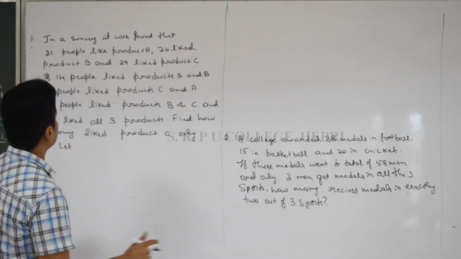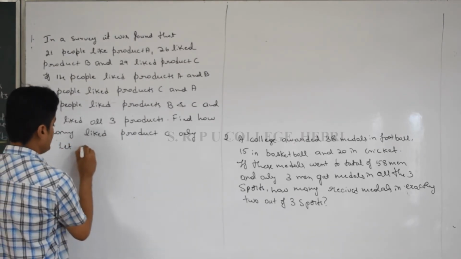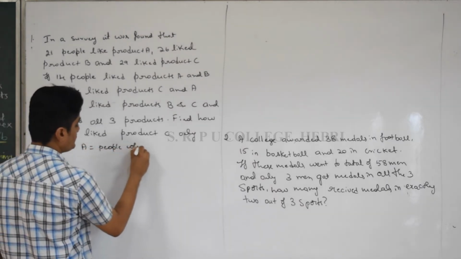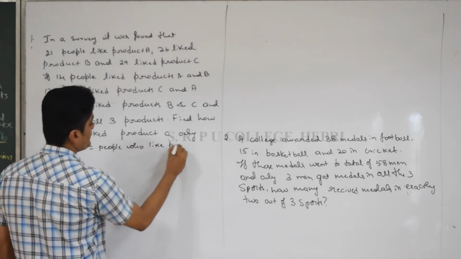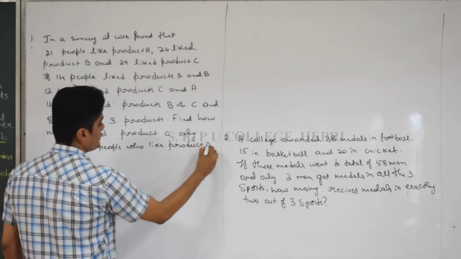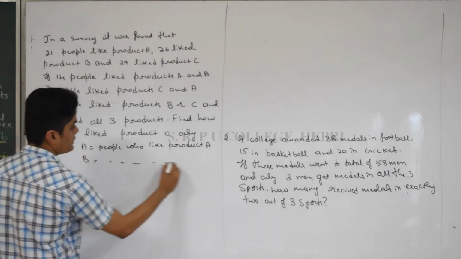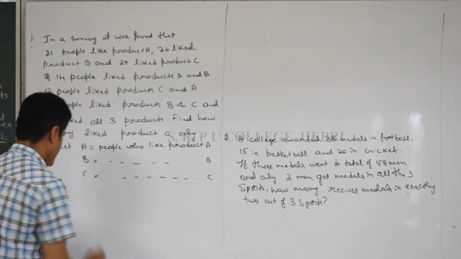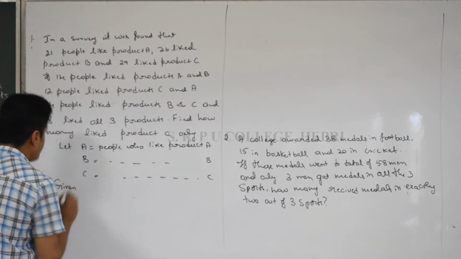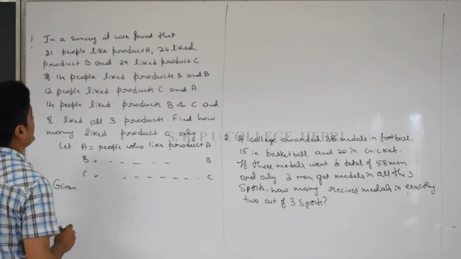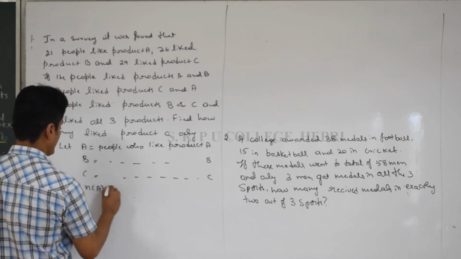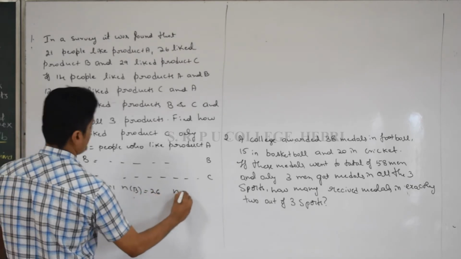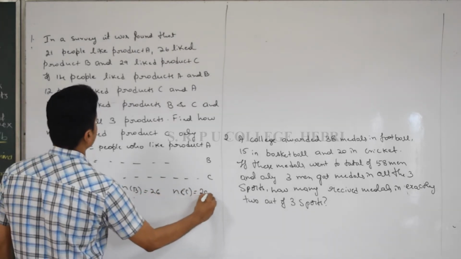What all should be written? In a survey it was found that 21 people like product A. So A is equal to people who like product A. In the same way B, write product B, and C, same, write product C. Write down what the given data are. What is given? 21 people like product A, so n of A is equal to 21, n of B is equal to 26, n of C is equal to 29. Do you see where it is?